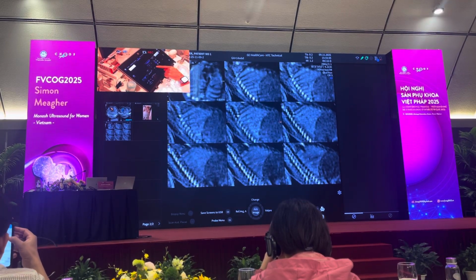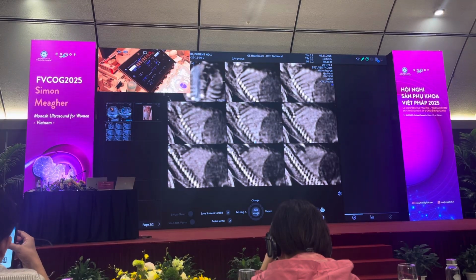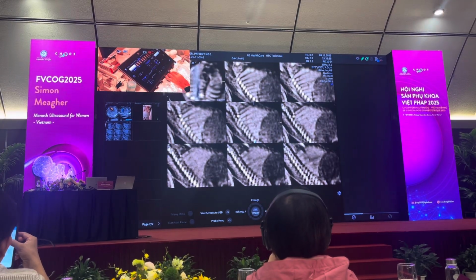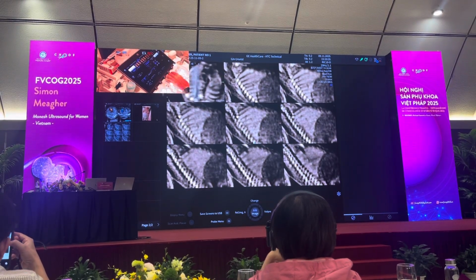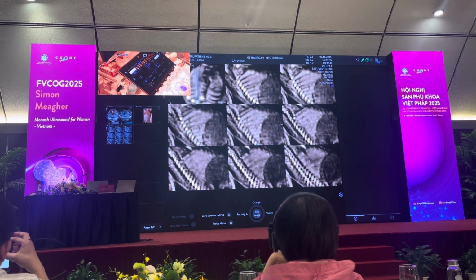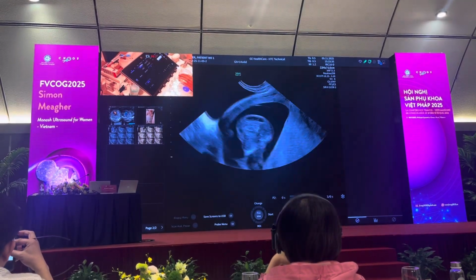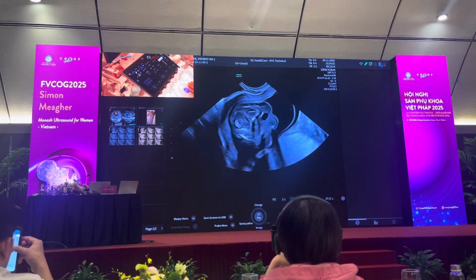You can also use volume contrast images to make it even more striking, the difference between your lung and your liver. Okay, the other patient, that's the matter.